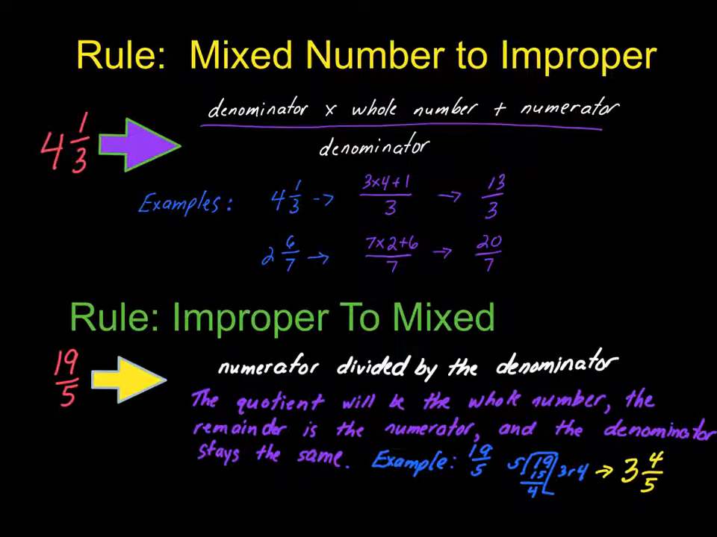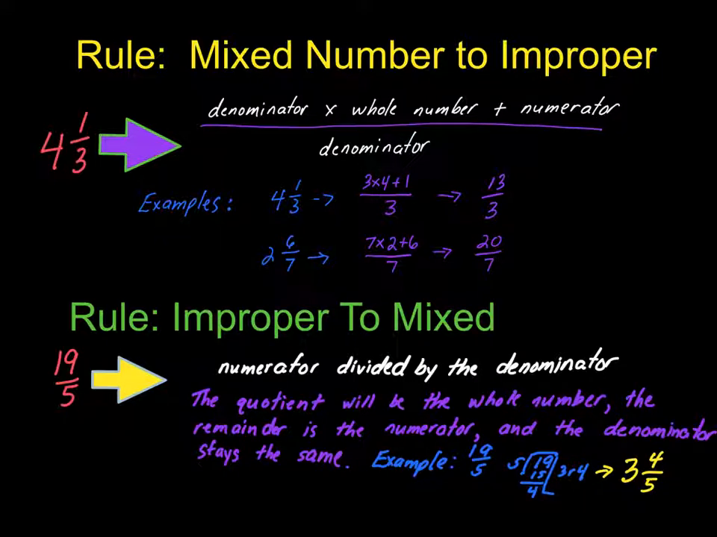Now I came up with some rules or some written explanations of how to do this as well. So a rule for mixed number to improper would be we take the denominator, we times it by the whole number, then we add the numerator. Then we divide it by the denominator.